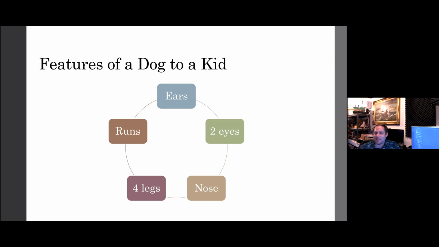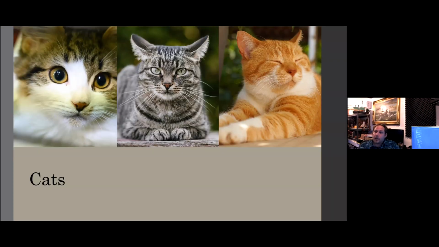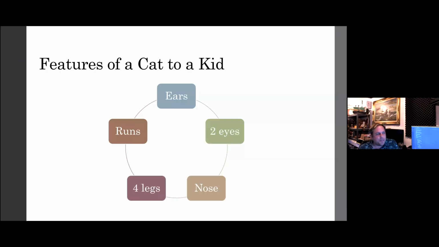There's other ones, obviously. But then he also has experienced in his lifetime cats. Now, let's stop and think for a moment. I found the most adorable photos of cats I could possibly find on the internet. But he's learned about cats, he's seen cats, and he likely understands what they are. And for him, features of a cat, what are they? Well, they've got ears, much like a dog. It runs like a dog. It has 4 legs like a dog, and it's got 2 eyes, and it's got a nose.